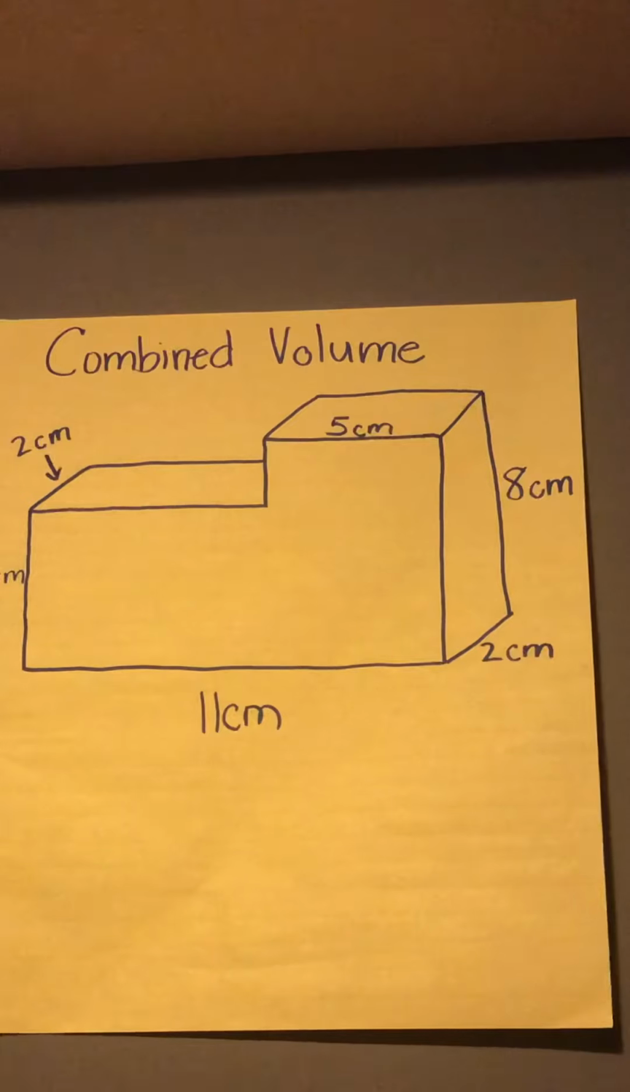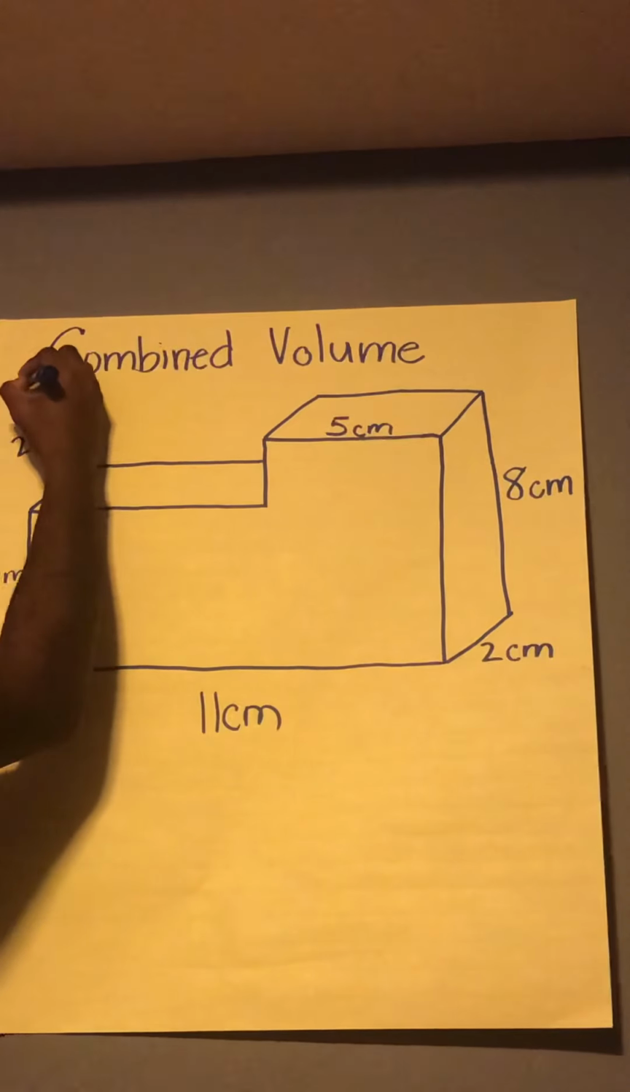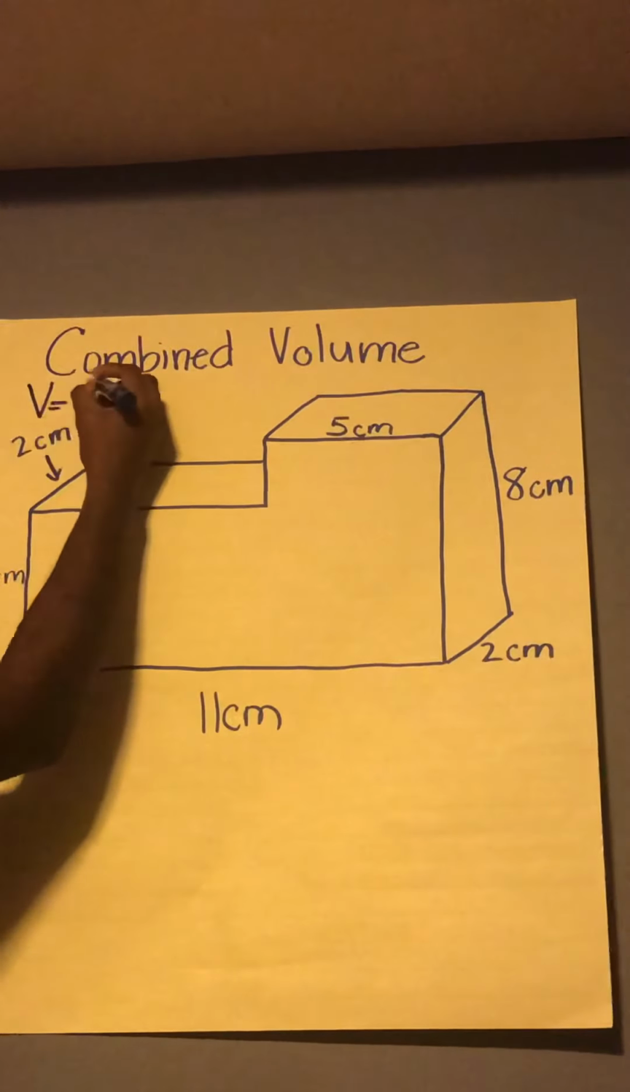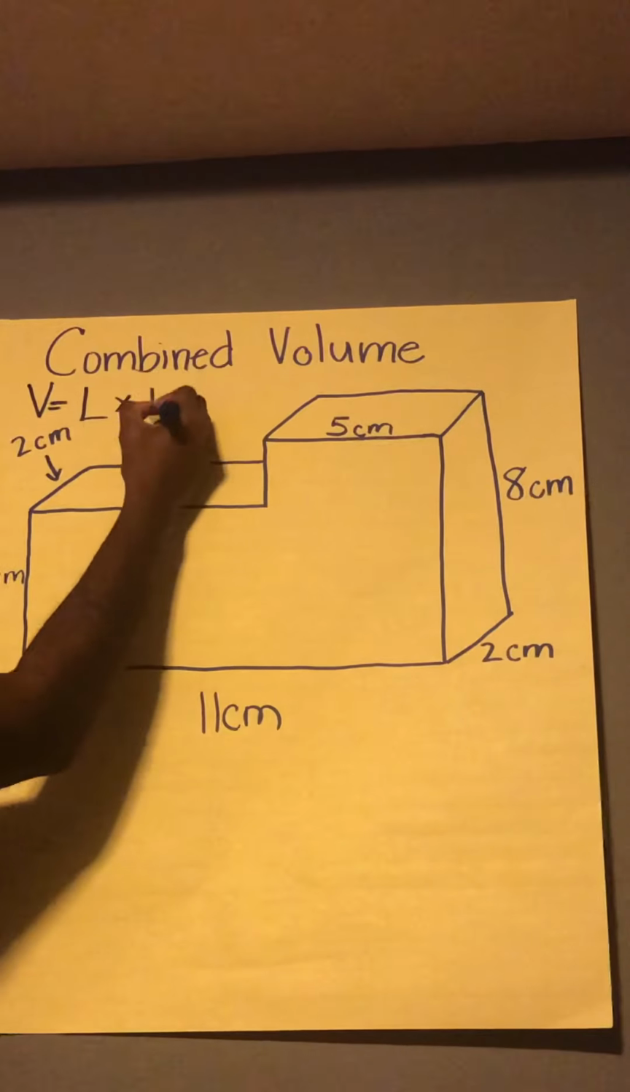I just wanted to take some time to go over one of the lessons that you guys are going to be attacking this week. The first lesson of this week is going to be focused on combined volume, which is kind of the next step to what we were doing last week. Last week's lesson we focused on finding the volume of rectangular prisms, and then also coming up with the formula for volume, which was length times width times height.